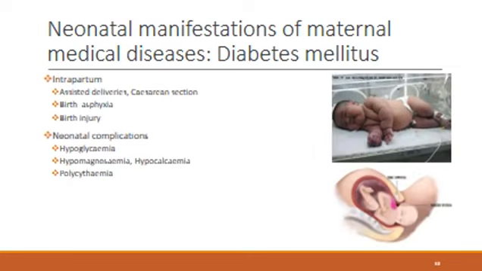Intrapartum care should be optimal for a mother with diabetes, as assisted deliveries are much more common in this population, as are cesarean sections. The baby may suffer birth asphyxia because of the macrosomia and cephalopelvic disproportion, and the baby can also have shoulder dystocia with an increased risk for birth injury, specifically brachial plexus injury.